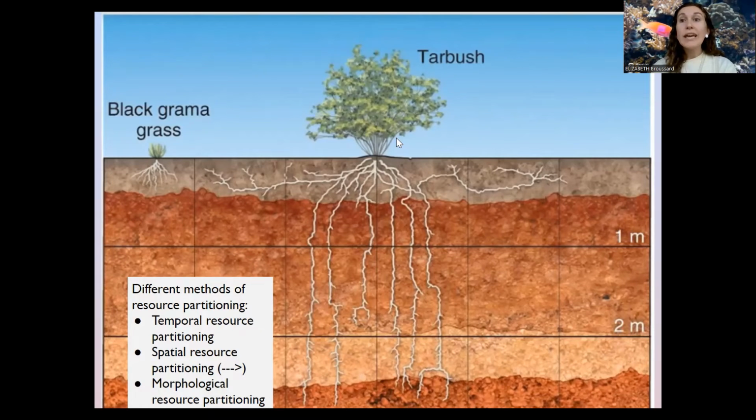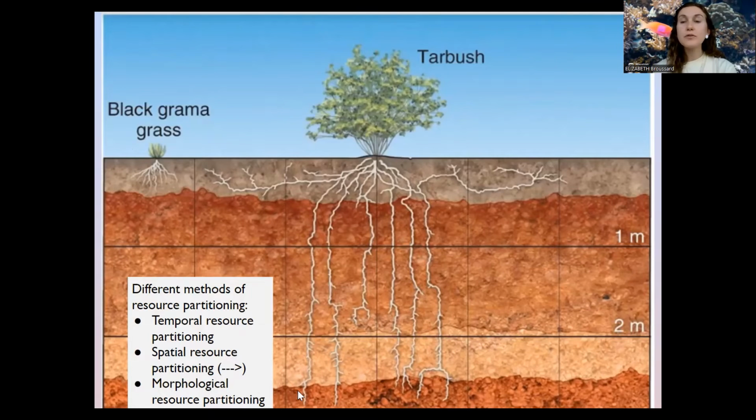The tar bush is really good and it has outcompeted the black grama grass. It's able to access and utilize all these layers of soil, and it uses them all very well. Because of that, it is excluding and partitioning up all these layers of the soil, whereas the black grama grass is restricted only to the top layer, because it is able to sustain itself there, but it's not accessing those lower levels because it's being outcompeted by the tar bush.